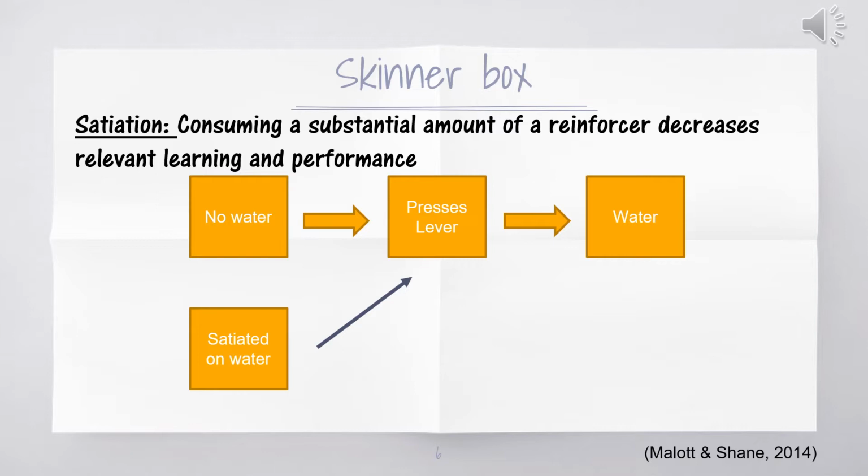In this example, if you're first trying to teach the rat to press the lever, the water will not act as an effective reinforcer because the rat has already had a substantial amount of the water, and it would therefore decrease learning of that response. Or, if this is a response already in the rat's repertoire, he will not work as hard to receive the water as a reinforcer, and it will therefore decrease his performance of that response.